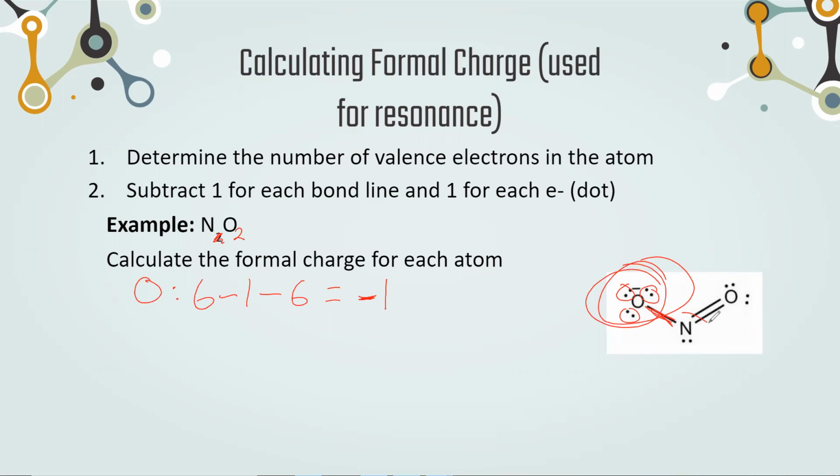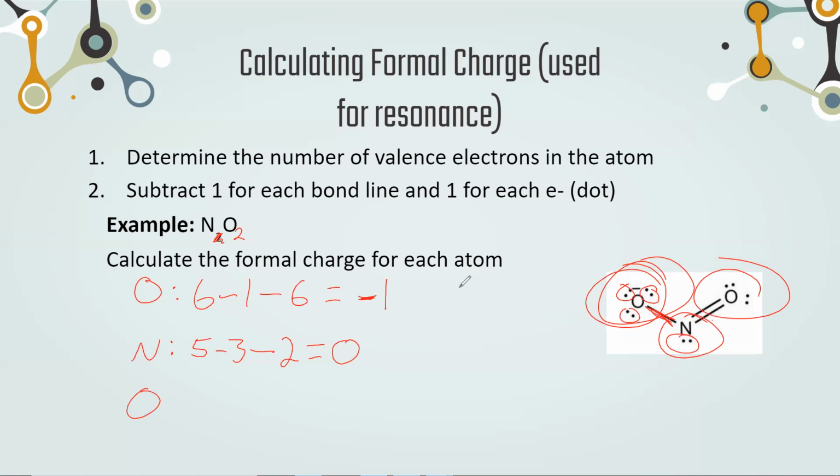So overall, our formal charge on that is going to be a -1, which matches what we see in the diagram. This nitrogen here, nitrogen has 5 valence electrons. We're going to subtract 1 for each bond line. There's 3 bonds coming off of nitrogen, so we're going to subtract 3. And then we're going to subtract 1 for each dot. There's 2 dots there, so that's going to be a 2. 5 minus 3 minus 2 gives us an overall formal charge of 0.